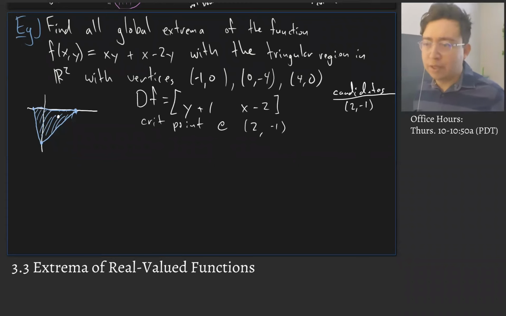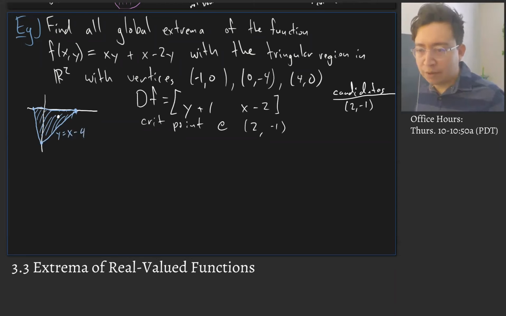The interesting part here is that we're going to take the boundary of this region and check along this boundary to see what happens. In order to do that, we need to write these boundaries as equations that represent these boundaries. So for example, this boundary right here you can write as y equals, this part here is just the line where the y-intercept is -4 and the slope is 1, so we get y equals x minus 4.